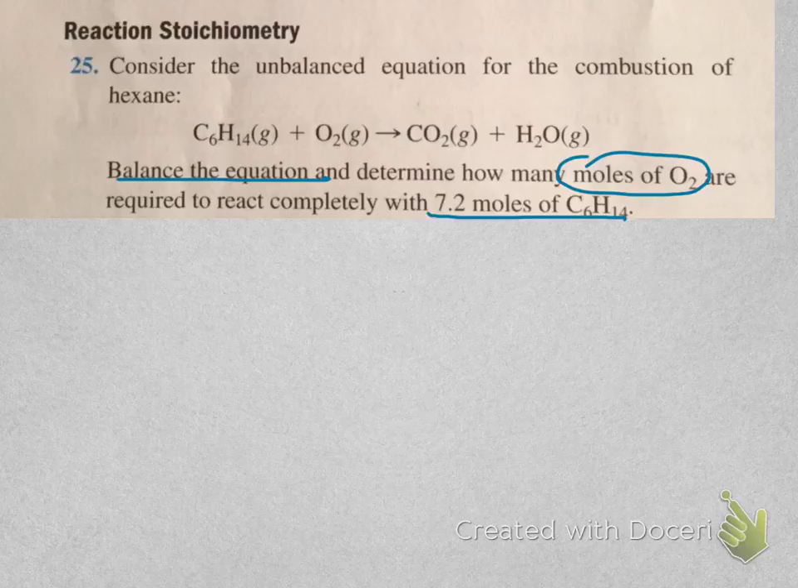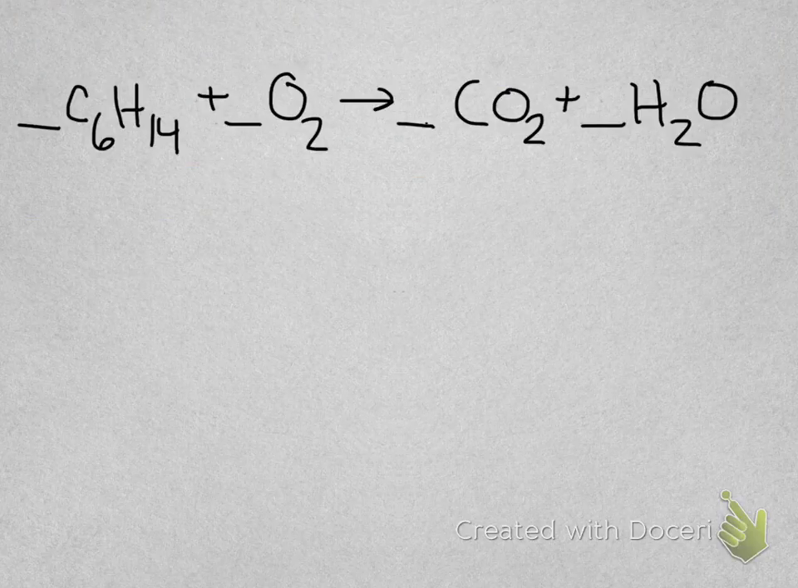C6H14, hexane. So we first need to balance the equation. With combustion reactions, I find it easiest to start with the carbons. So notice we have 6 carbons over here and none over here. So we're going to add a 6 to balance our carbons. And then I move to the hydrogen. So now we have 14 hydrogens and we have 2, so we could put a 7 here.